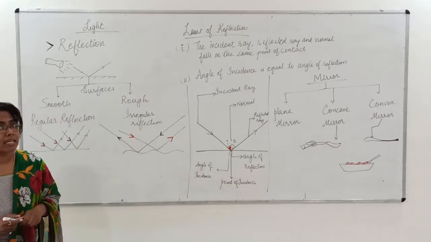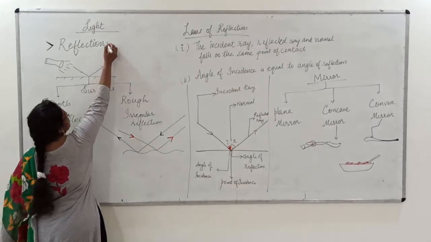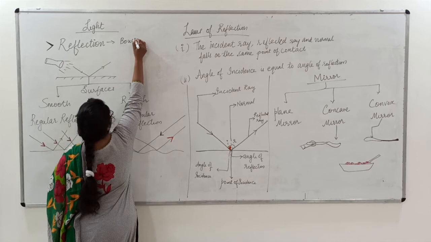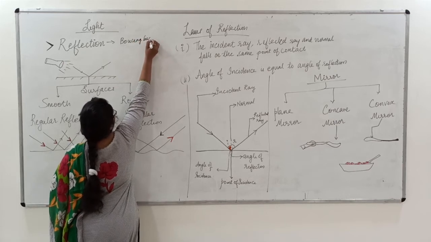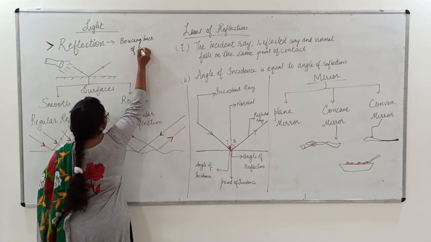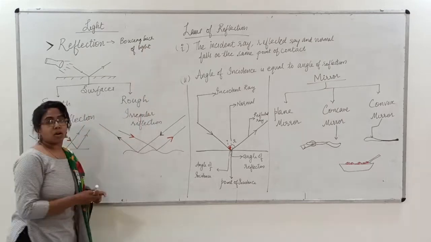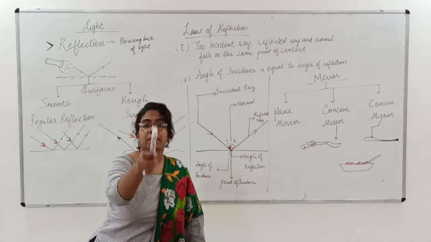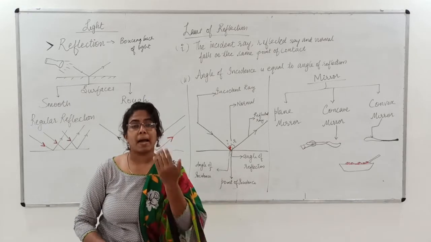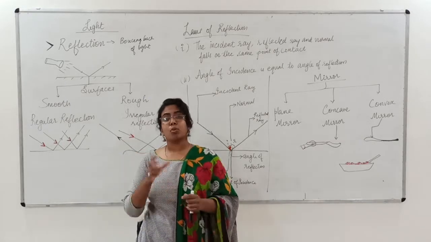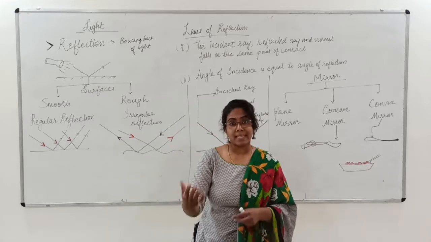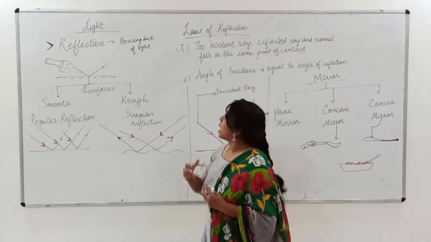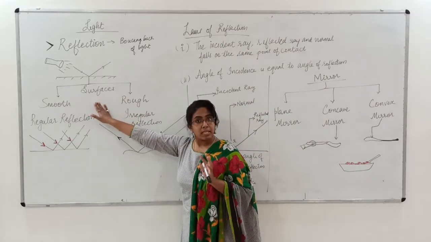Now what is reflection? What did we learn in the last class? Reflection is nothing but the bouncing back of light. Now what is this bouncing back of light? For example, if I throw this marker, what will happen? It gets bounced back, it gets reflected. If you're throwing a ball, it hits a place and it gets reflected. That is called bouncing back. Same pattern we are using here also.